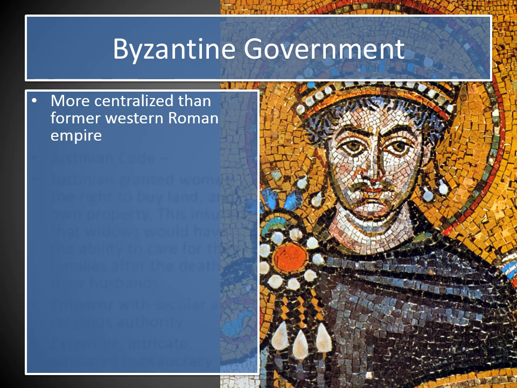The Byzantine government was more centralized than the former Western Roman Empire because it was more united. The Byzantine emperor had more central power than the Roman Empire did. Justinian established a law code based off of Roman laws. So it was based on hundreds and hundreds, if not thousands, of Roman laws, but you should remember the 12 Tables as the original Roman law.